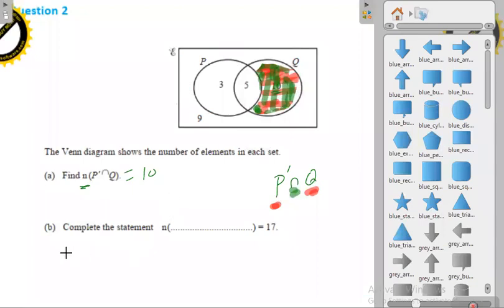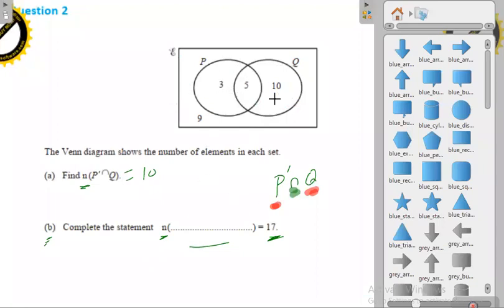Okay. Then part B is saying that I will erase this one. So for the next part, I will be able to. So if you know shading, then doing this one will be inshallah very easy. Part B is saying complete the statement. Number of elements 17. Write the set which will have a total of 17 elements. If you look at this one, 3, 5. So how will we have the 17 elements? Which set will have the 17 elements?